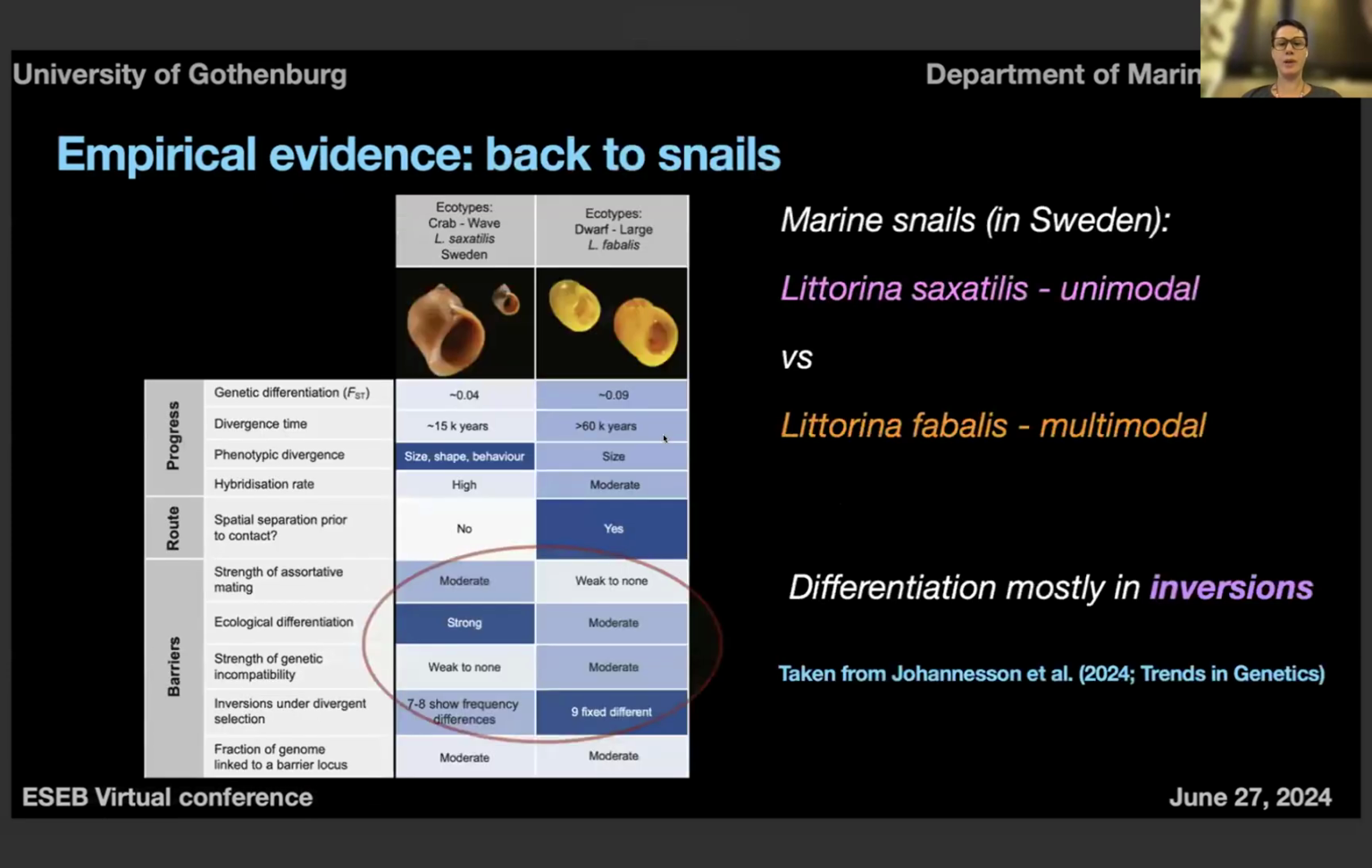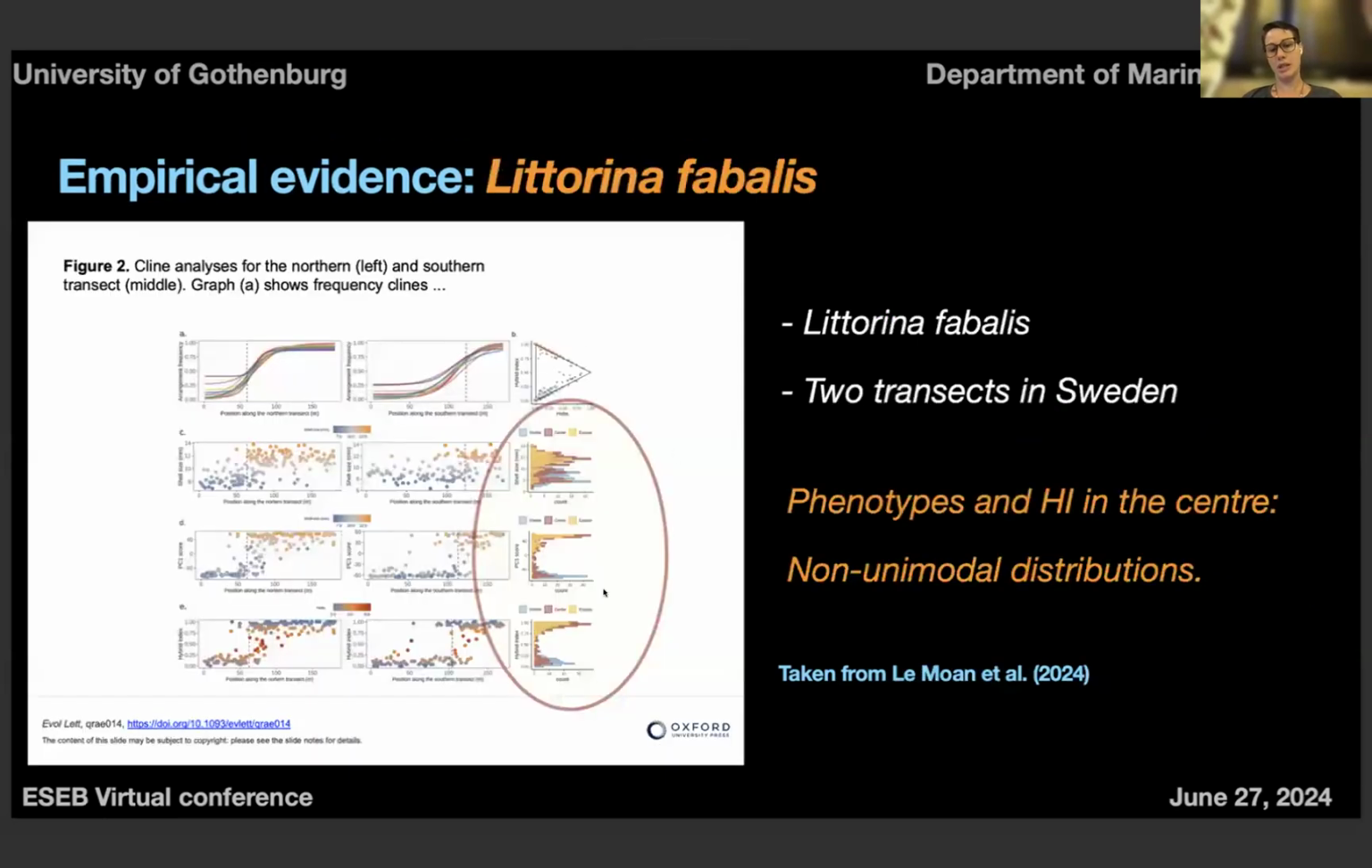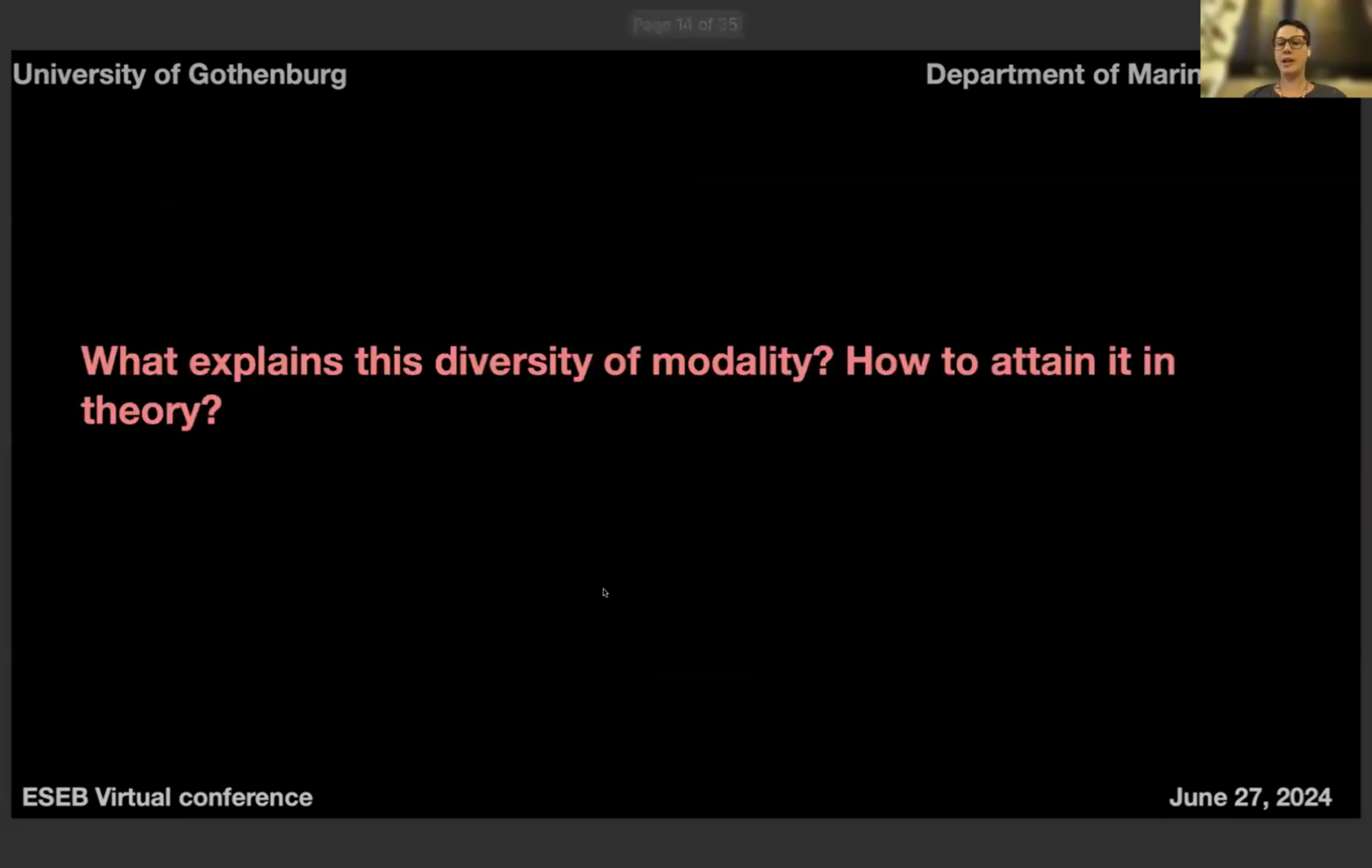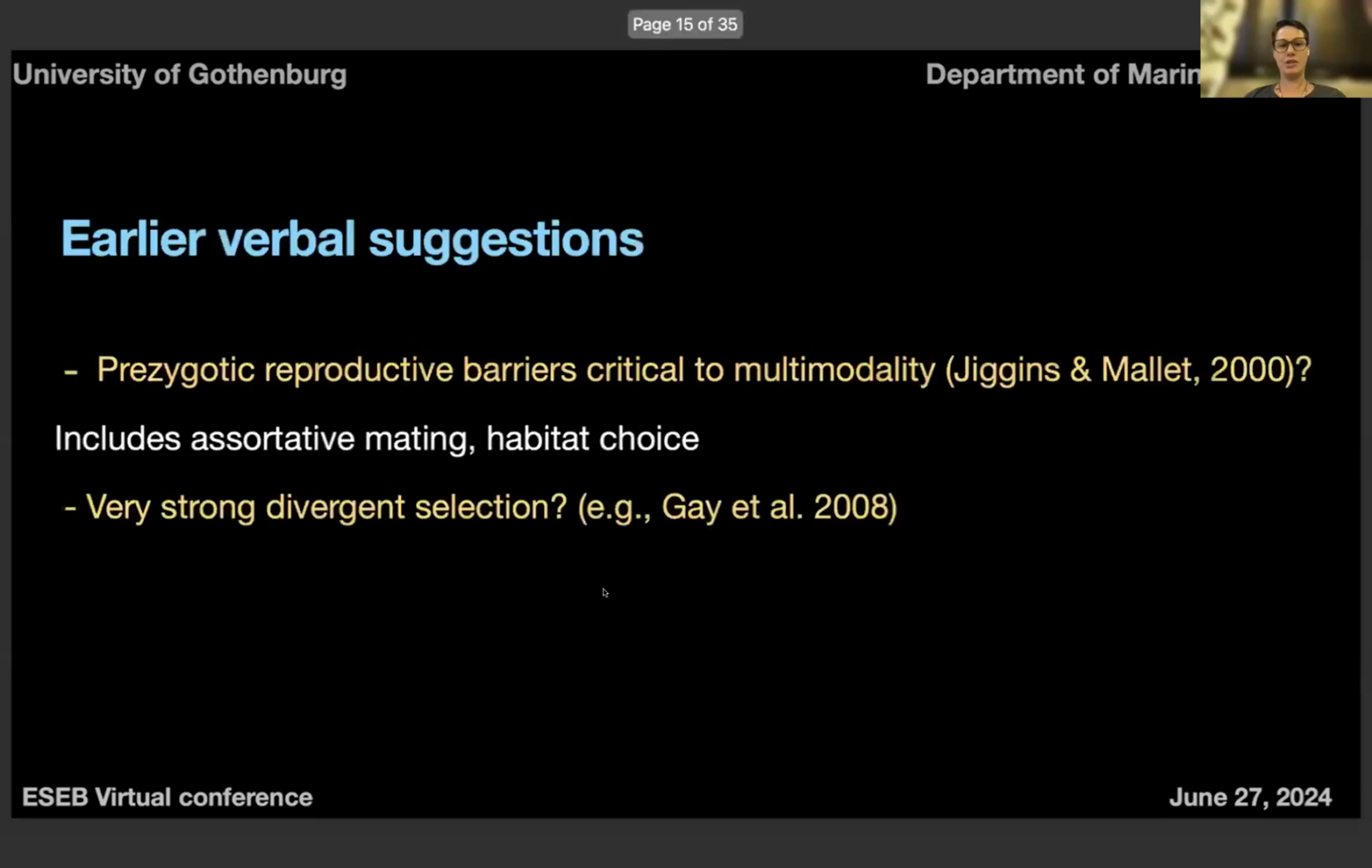And of course, if I go back to the snails, we also have our own examples. The first species I showed you is this Littorina saxatilis. I did not show it here, I realize, but it has a unimodal local distribution of phenotypes. But the other sister species that lives nearby, Littorina fabalis, with some characteristics different, some very similar, has a multimodal distribution, which you can see here, but you have to squeeze a little bit on the side. So the question is really what explains this diversity and how to achieve this in theory.